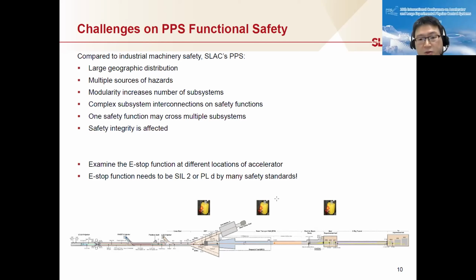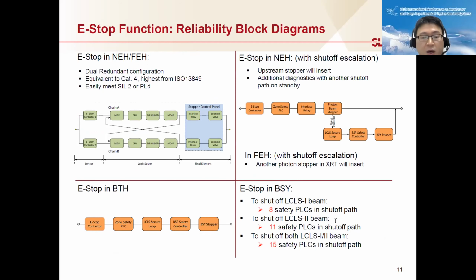For example, we use an e-stop at different locations. Actually, they have different shutoff paths. Here's a reliability modeling for different cases. E-stop in the near hall is a kind of reliability block diagram. If we have additional shutoff paths, then the beam switch permit system will act as a kind of diagnostic layer. If it stops the beam passing the BTH area, more control will step in. When we go further upstream, more and more controllers will take action.